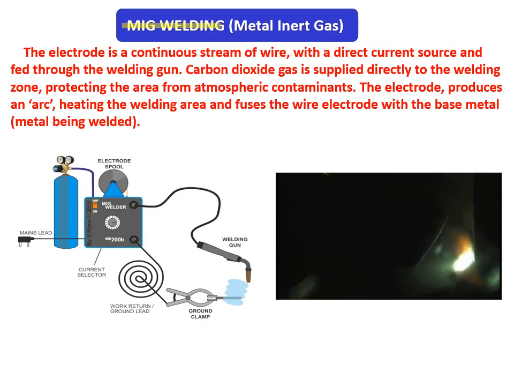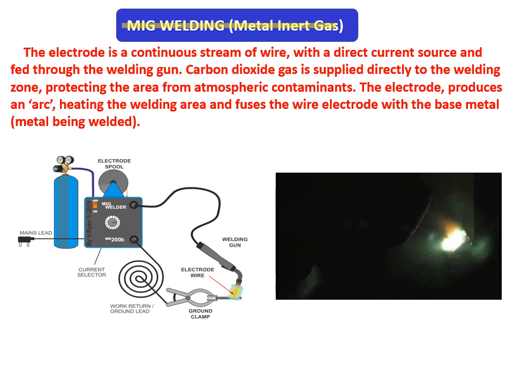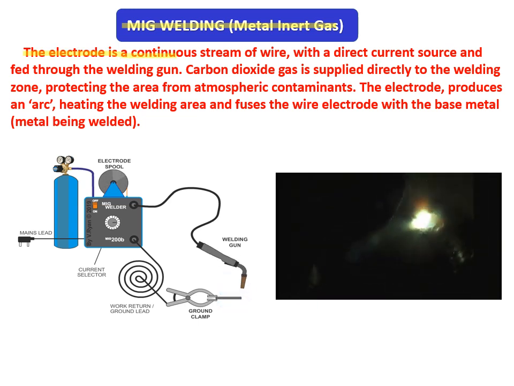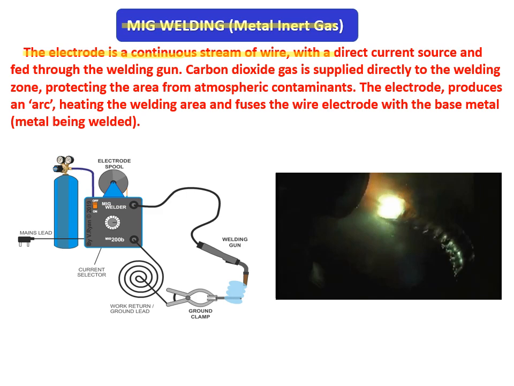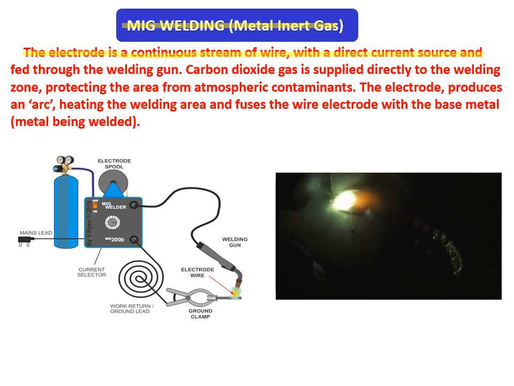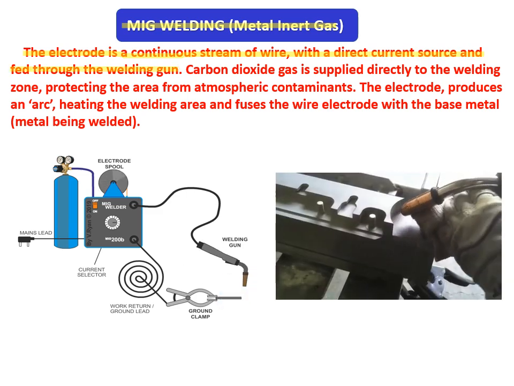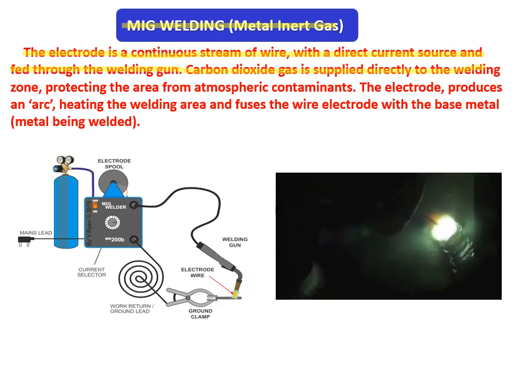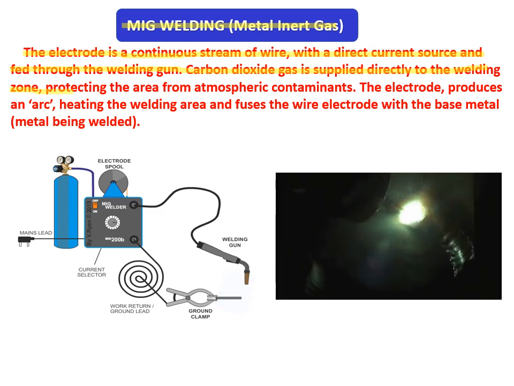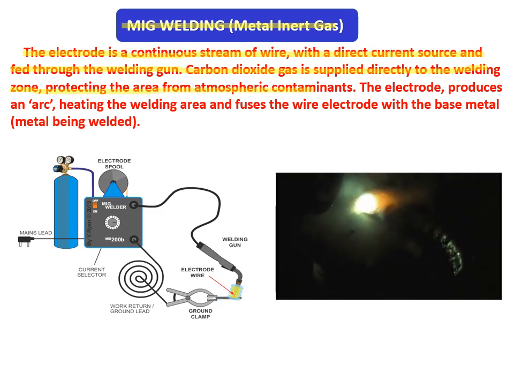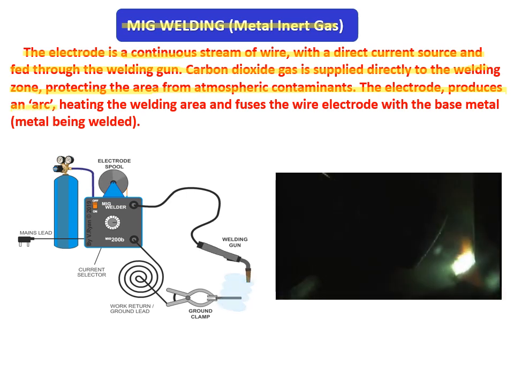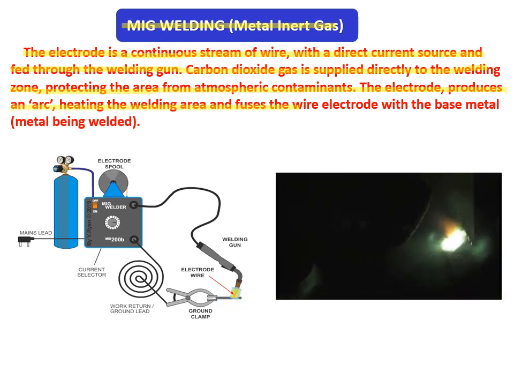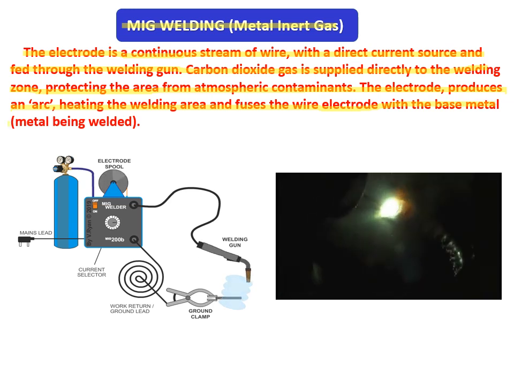Next is MIG welding, metal inert gas. The electrode is a continuous stream of wire with a direct current source, fed through the welding gun. Carbon dioxide gas is supplied directly to the welding zone, protecting the area from atmospheric contaminants. The electrode produces an arc hitting the welding area and fuses the wire electrode with the base metal being welded.